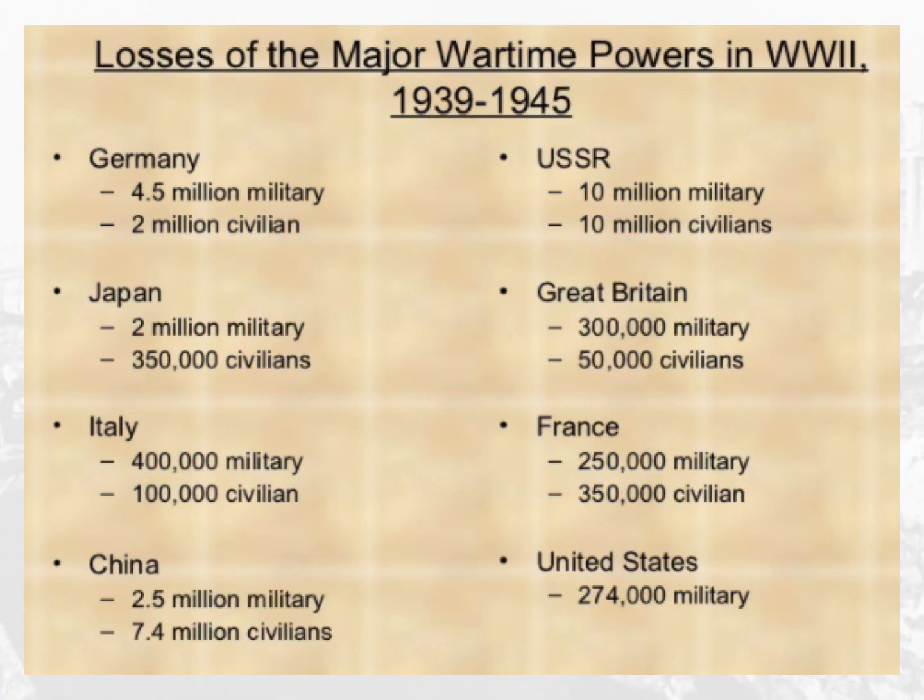So let's consider the overall losses of the wartime powers in World War II. Germany loses 4.5 million soldiers and 2 million civilians. The Japanese, 2 million soldiers and 350,000 civilians. The United States loses 274,000 soldiers, but upwards of 400,000 total casualties, over 400,000 Gold Star families in the United States. Look at the devastation of this war.